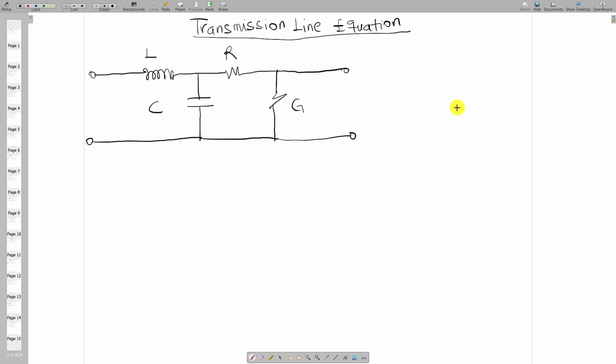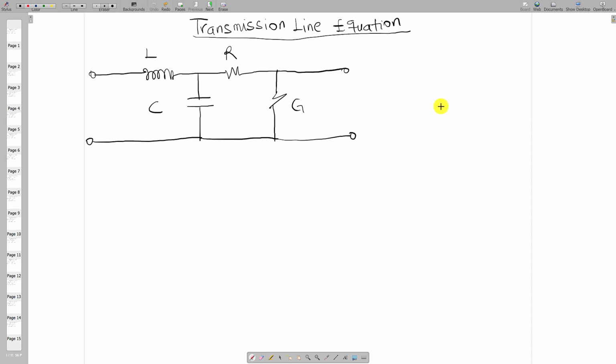Hello and welcome to today's tutorial session. In today's lessons, we will talk about transmission line theory, and under transmission line theory, we will look at transmission line equations, or how they proved the transmission line equations that we have.